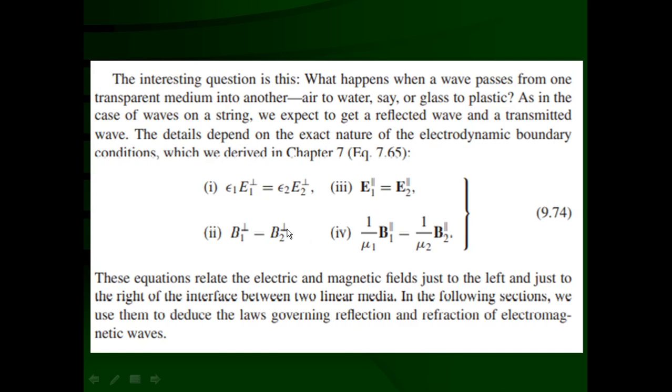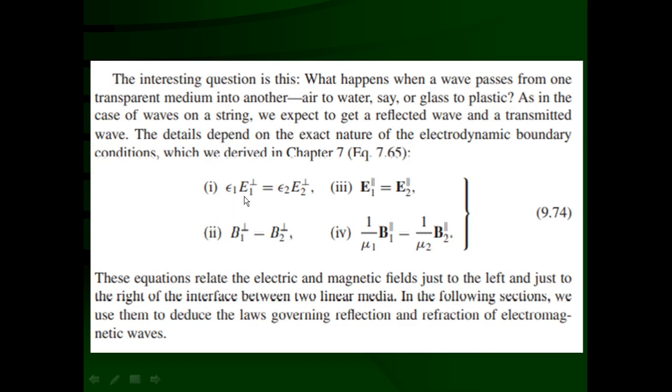What are the boundary conditions? You remember these boundary conditions because these are the boundary conditions which we are going to utilize for further calculations. The first boundary condition is this. Epsilon 1 and epsilon 2 are the values of permittivity for medium 1 and medium 2. And E1 perpendicular and E2 perpendicular are the magnitudes of the perpendicular component of the electric field to the surface, the surface which is bifurcating medium 1 and medium 2.